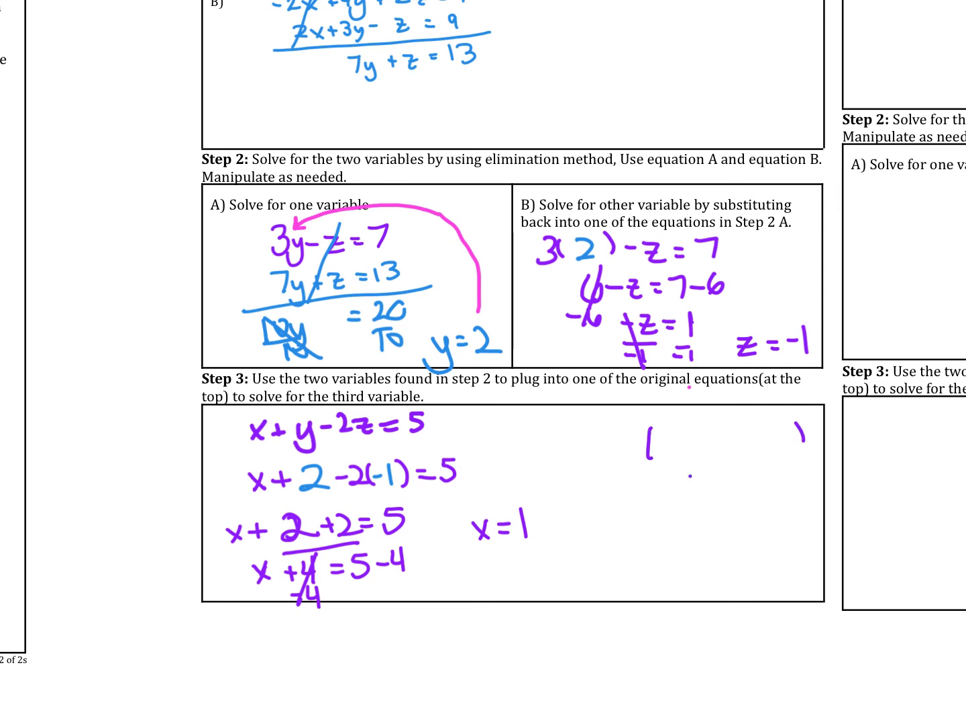So the last part is to write it as an ordered triplet, so x, y, z. X is positive 1, y is 2, and z is negative 1.